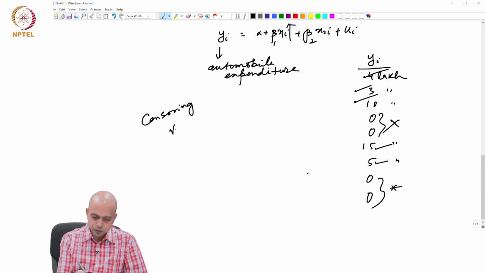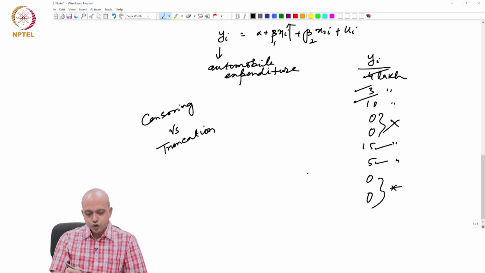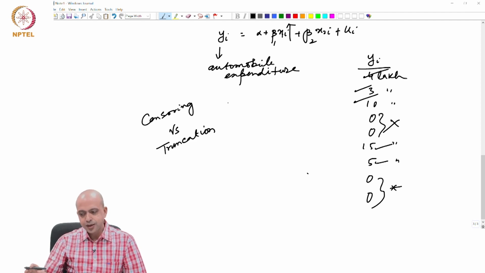Censoring versus truncation. Okay. So censoring means you have complete observation on X, but you have limited information on Y. Now suppose after collecting the sample, you do not want to include those observations with 0 automobile expenditure. Then what do you do? You delete these observations.